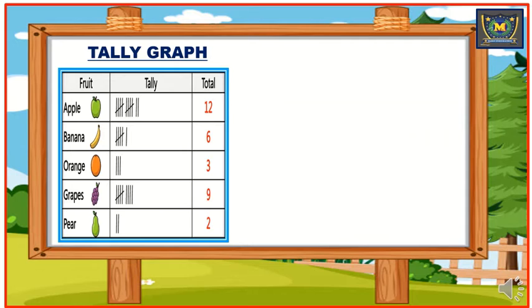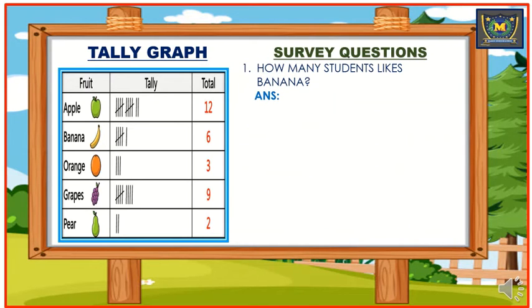So again, it's a survey about the favorite fruits of the students. Okay, now these are the survey questions. Let's have number 1. How many students like banana? So in here, we look at all the bananas and count how many tallies there are. There is a total, so we conclude that the students who like banana are 6 students.